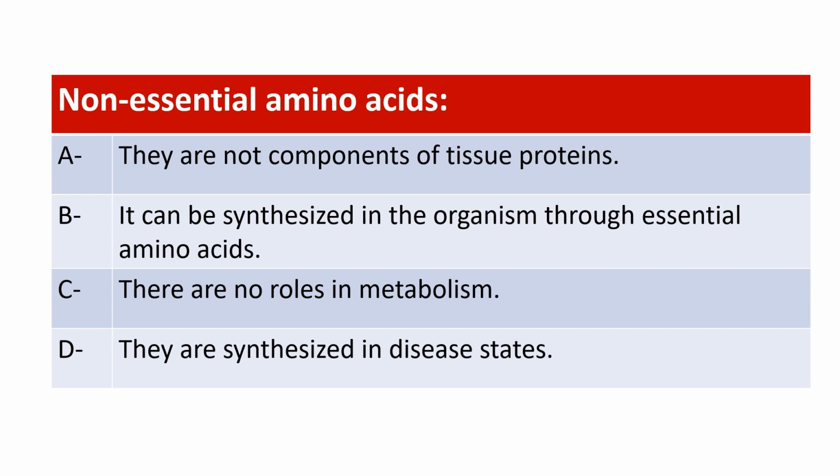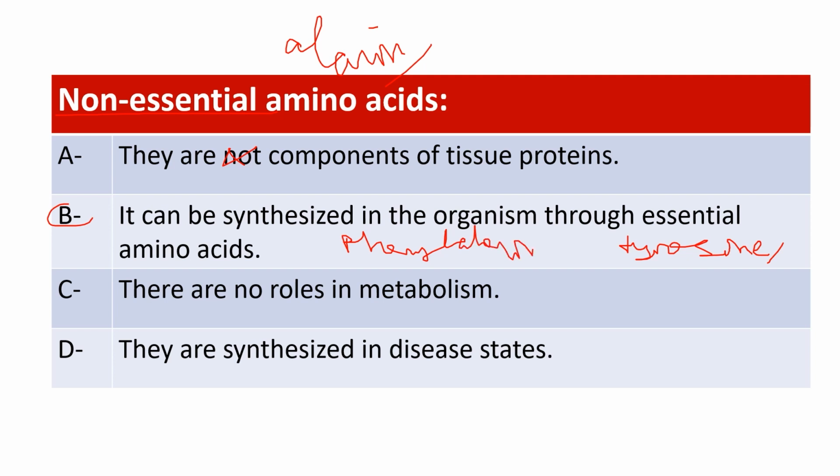They are not components of tissue proteins. This is incorrect because they are components of tissue proteins. So let me give an example of a non-essential amino acid. For example, alanine, a non-essential amino acid. Alanine is a component of tissue protein. It can be synthesized in the organism through essential amino acids. And for some, yes, this can be accepted as a true option. For example, tyrosine. Tyrosine is a non-essential amino acid. But to synthesize tyrosine, we need phenylalanine, which is an essential amino acid, which makes the option correct.